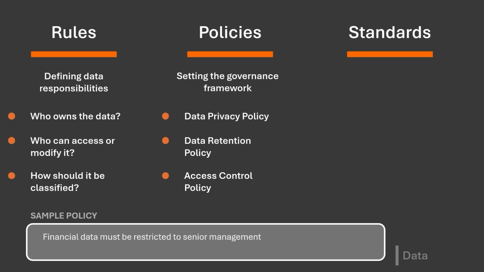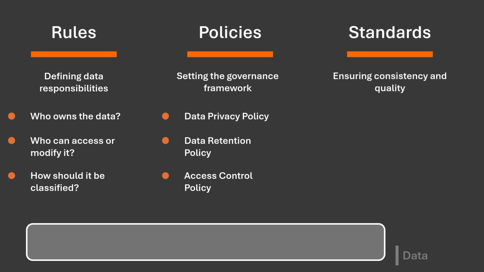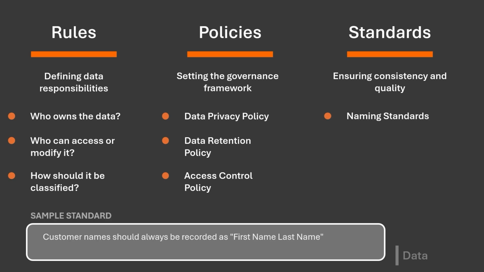Let's move on to standards. Data standards define how data is formatted, labeled, and stored so it remains consistent across the organization. This prevents data duplication, mismatches, and errors that could impact business insights. Some examples of common data standards could be naming standards. A company may require customer names to be recorded as first name, last name. So for example, John Smith and not Smith John.